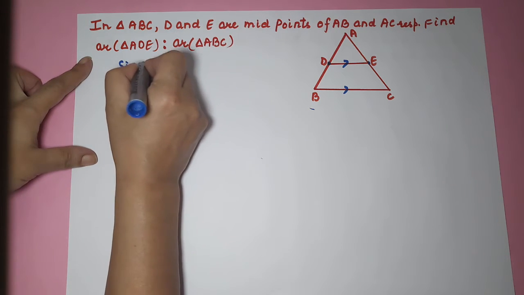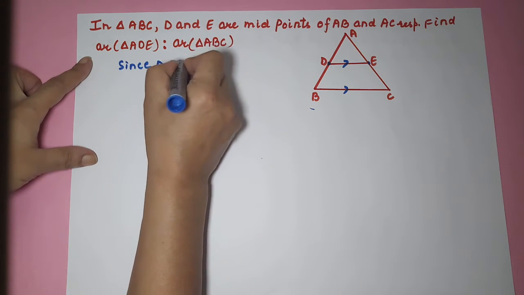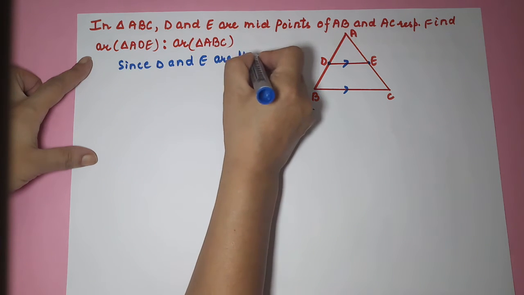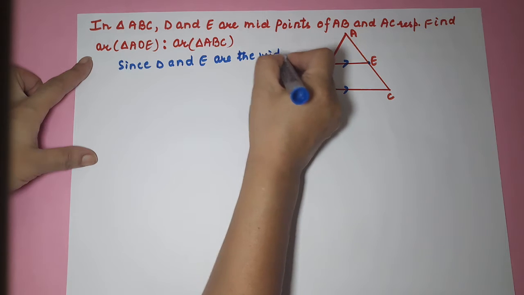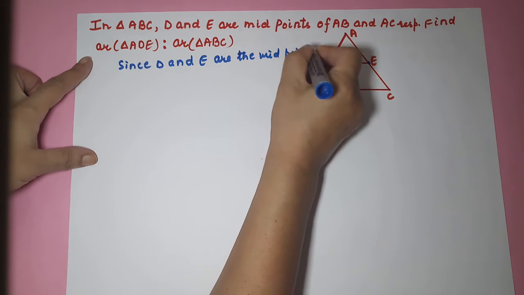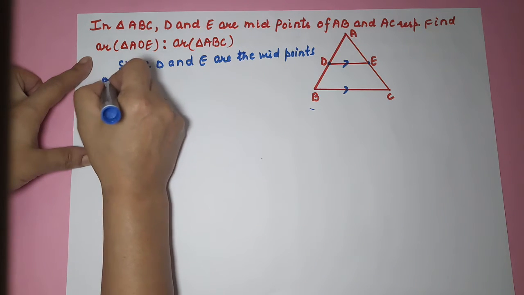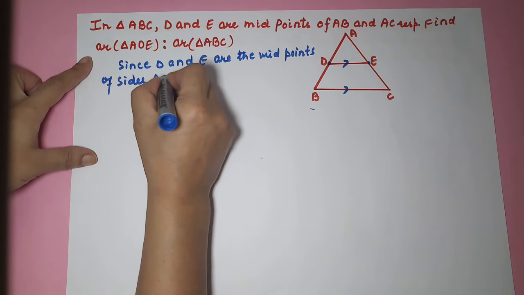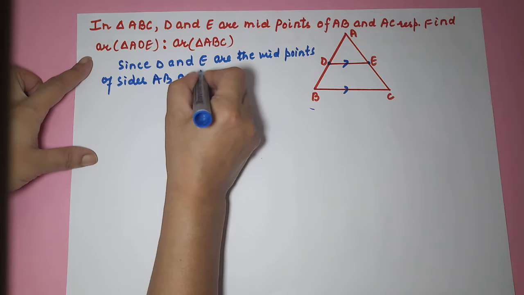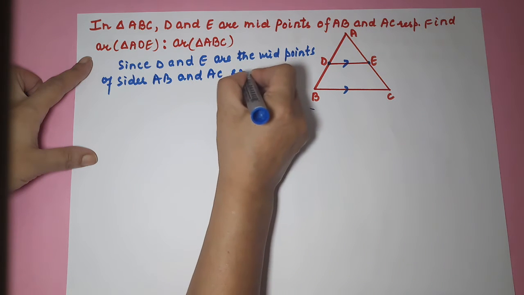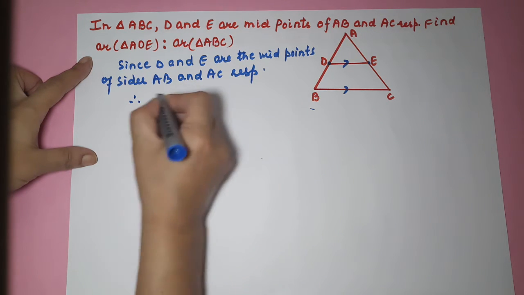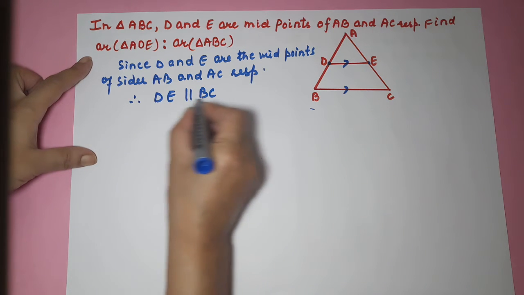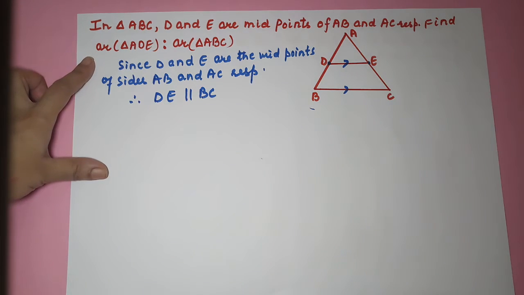Since D and E are the midpoints of sides AB and AC respectively, therefore DE is parallel to BC. Now this will help us in proving the two triangles similar.